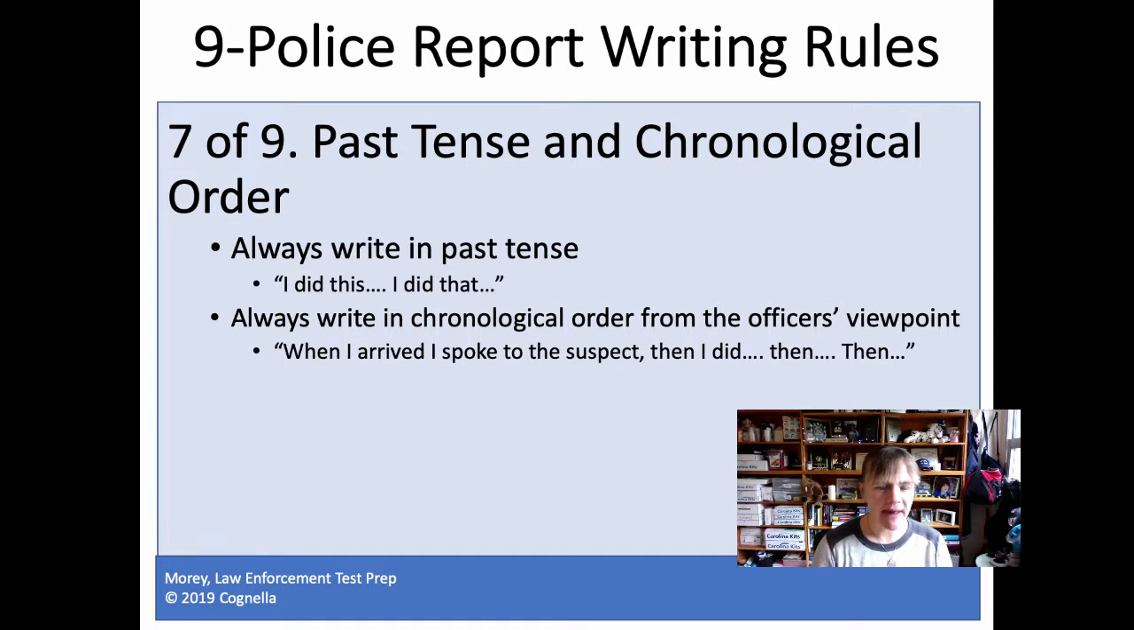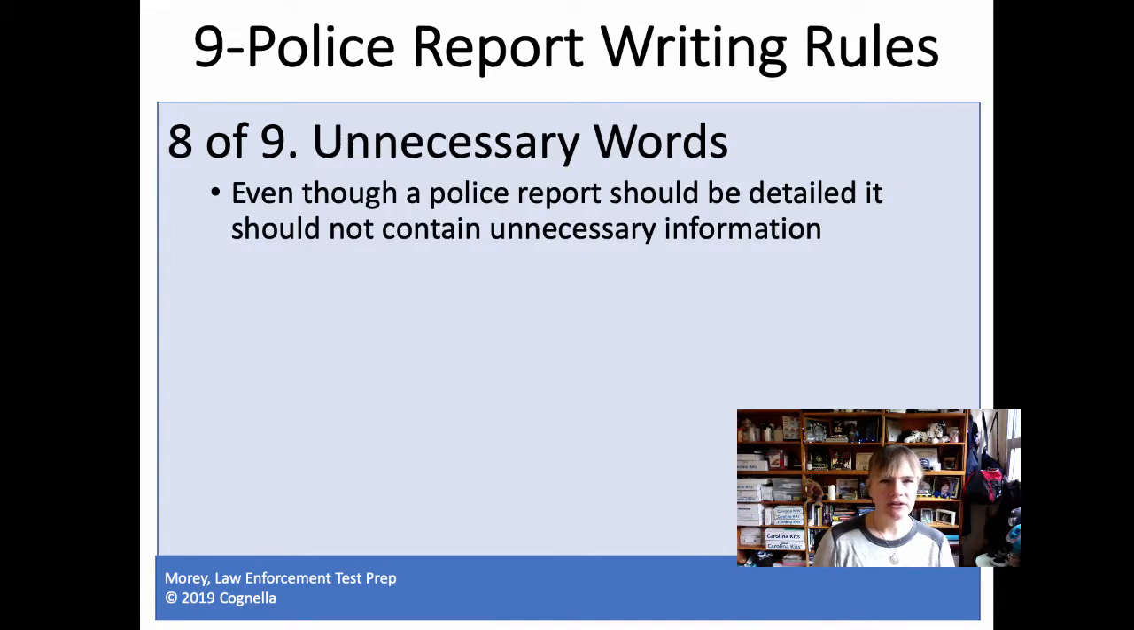Okay, past tense in chronological order. So you always write in the past tense. I did this, I did that. And you always write in chronological order from the officer's point of view. So when I arrived, I spoke to the suspect. The suspect told me this. The suspect said they did this, and then they did this. And at the very end, I gave the suspect this, and then I went and looked for that. But you're always writing past tense chronologically.